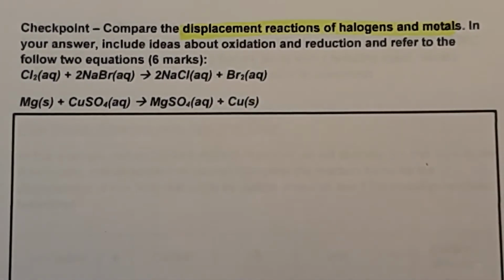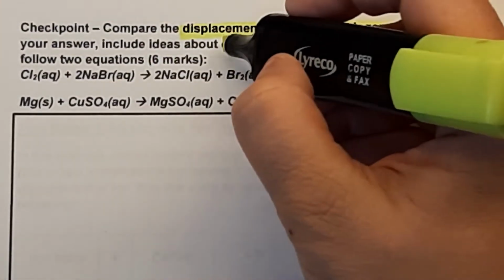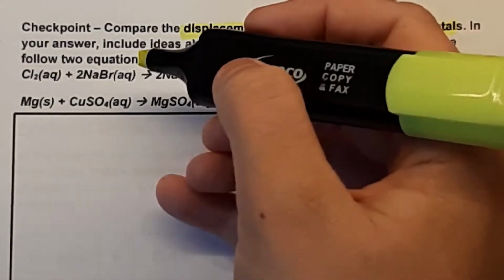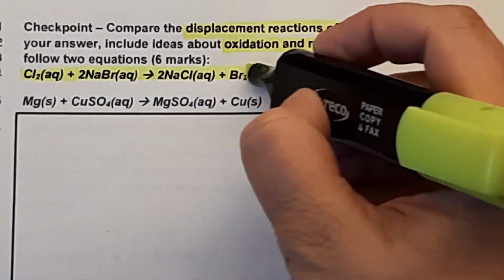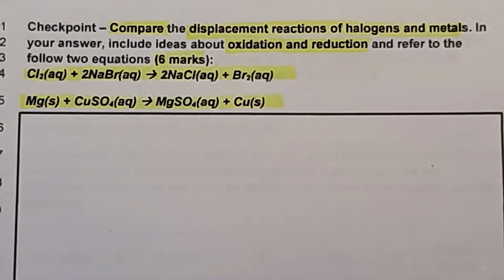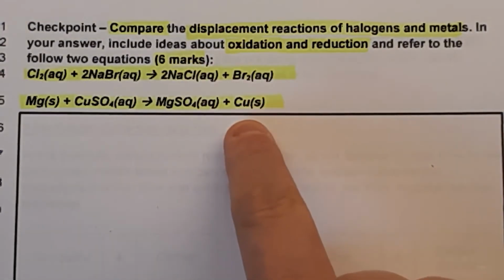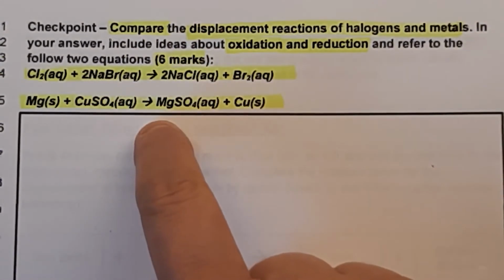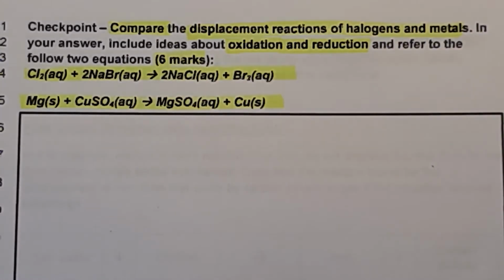So in your answer, you need to include ideas about oxidation and reduction and refer to the two following equations. Okay, that's worth 6 marks. This is a comparison. Okay, so pause the video whilst you have a go at that and do your best attempt at this. Remembering there are marks for all the things we've highlighted. So displacement reactions of halogens and metals, using these two examples as equations and talking about oxidation and reduction and a comparison between them. So pause the video whilst you do that now. This might take you a while.